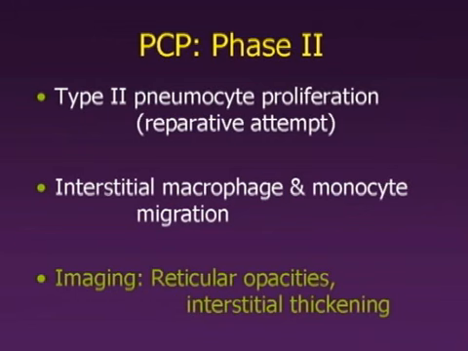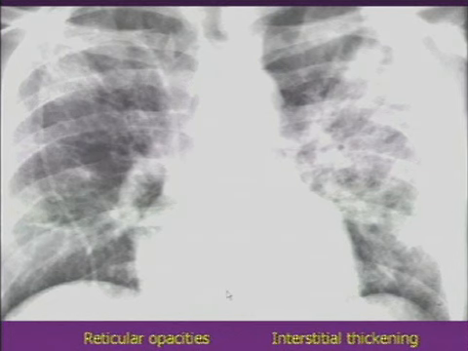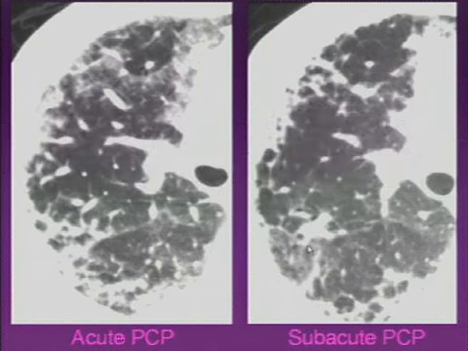The next phase is the reparative phase of PCP, when the lung type 2 pneumocytes start to proliferate in a reparative attempt. There is migration into this interstitium of macrophages and monocytes, and because of this, we start to see more reticular opacities and interstitial thickening. So here we have ground glass densities, again, with an overlay of reticular markings. This patient, in the acute phase of the disease, we can see ground glass densities, and as we come into the subacute phase of the disease, the areas of ground glass have transformed into areas of reticular changes with a little bit of architectural distortion.